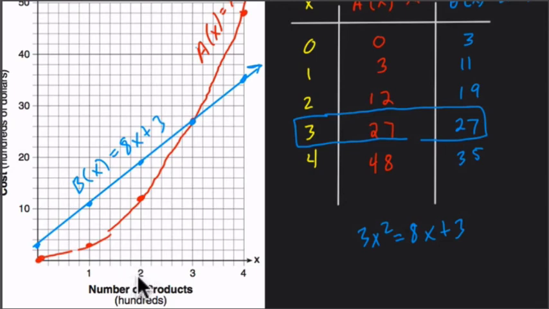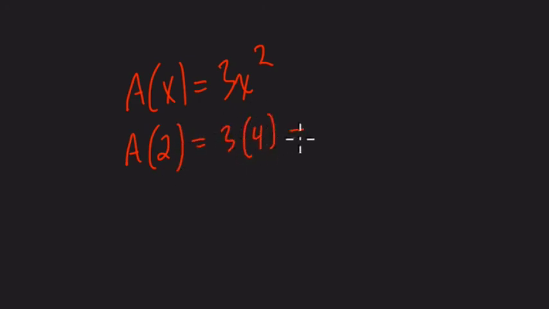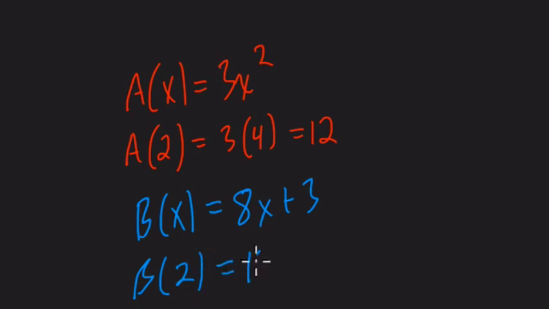Now, don't make the same mistake. Read these units carefully. Here, you can see at 200 products that A of x is the better choice, because at 200, the cost is only around $1,200, right? Whereas B of x is much higher. According to our table right here at 2, you can see B of x is going to cost $1,900 and A of x is going to cost $1,200. So what you can actually write to support your thinking is to show those calculations. You could show that A of x, which equals 3x squared, when you're plugging in 2 for x, that's representing 200, that equals 3 times 4, 2 squared is 4, and that's 12. Whereas B of x, which equals 8x plus 3, when you have B of 2, that's really 16 plus 3, or 19, right? 1900 versus 1200.